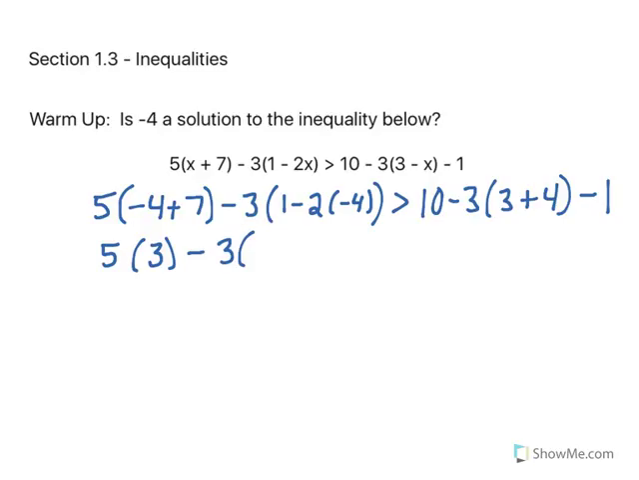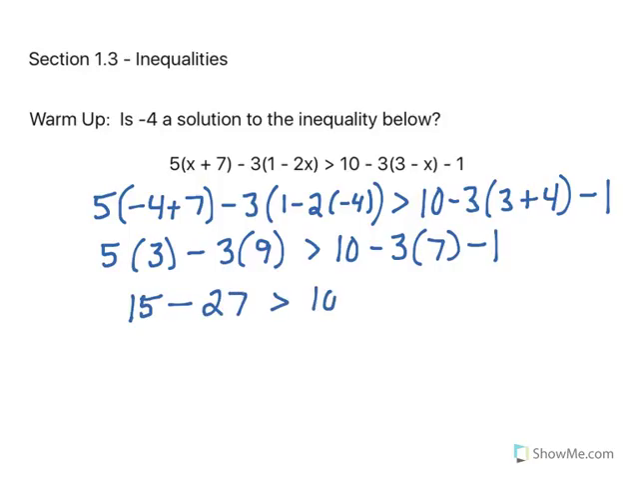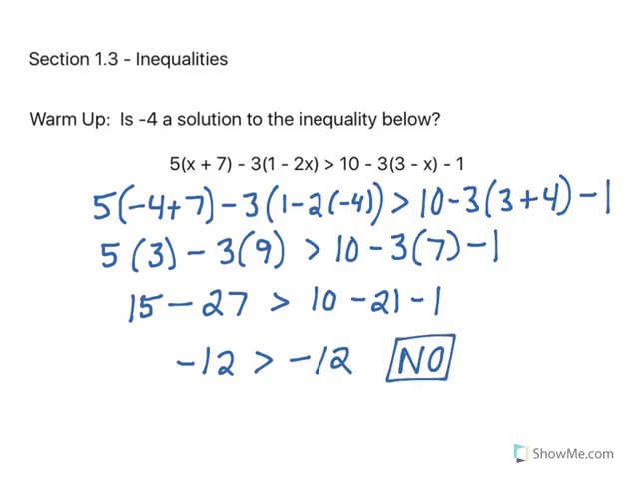Let's see, 1 minus 2 times -4 is 9. Make sure you're following order of operations as you're doing this. Alright, almost there. On the left-hand side I have -12. And then on the right-hand side, I'm also going to have -12. So, is -12 greater than -12? And the answer is no. It is not. So -4 is not a solution to this inequality.